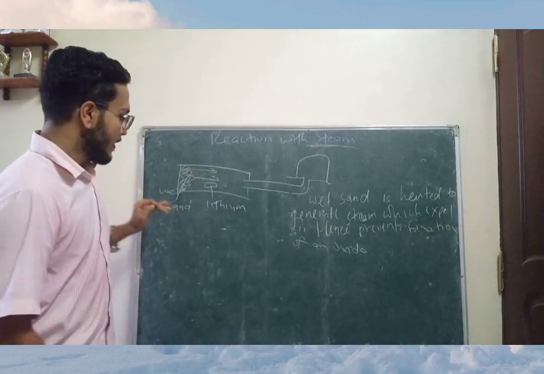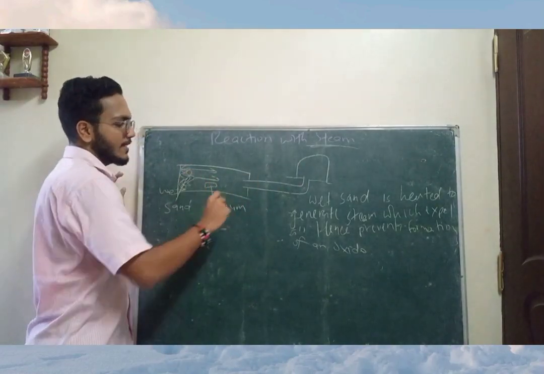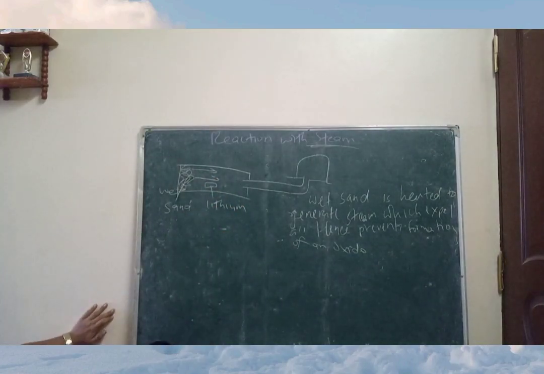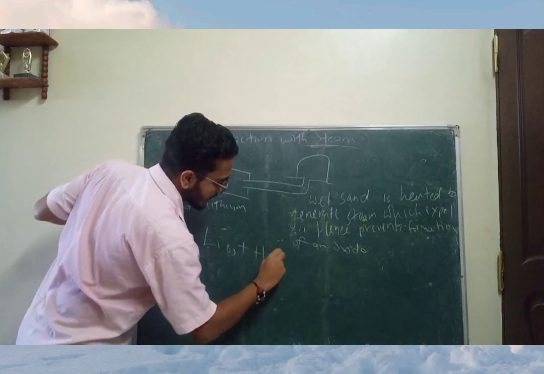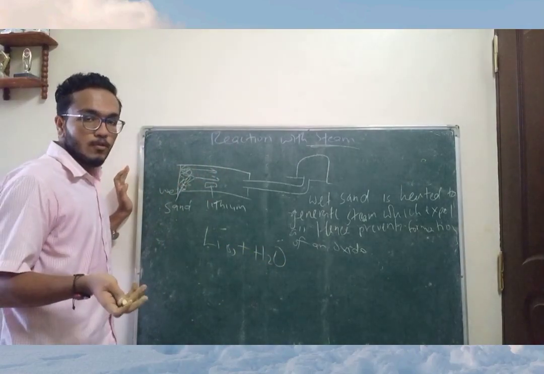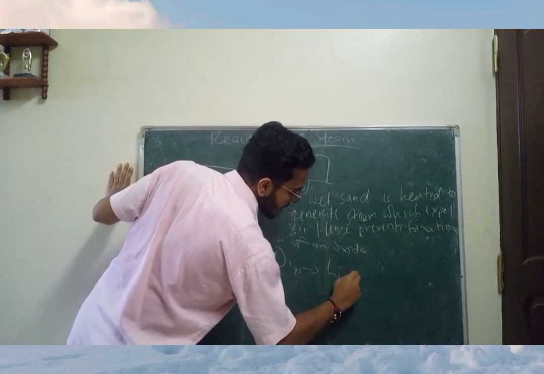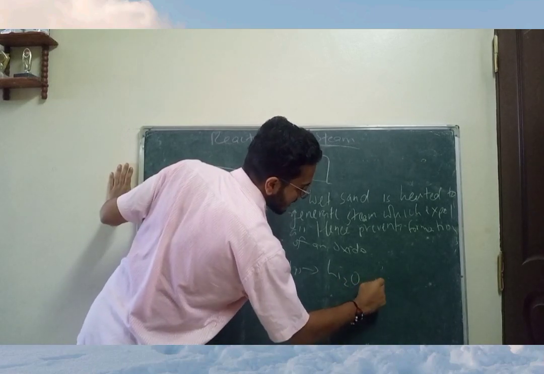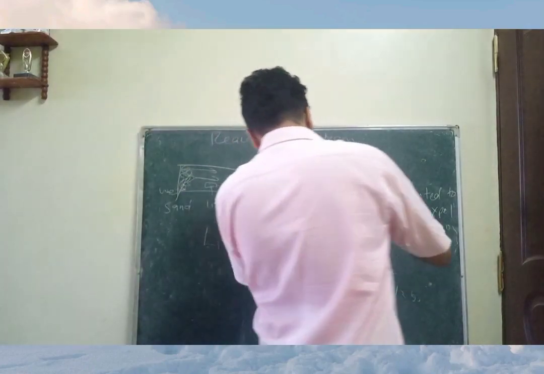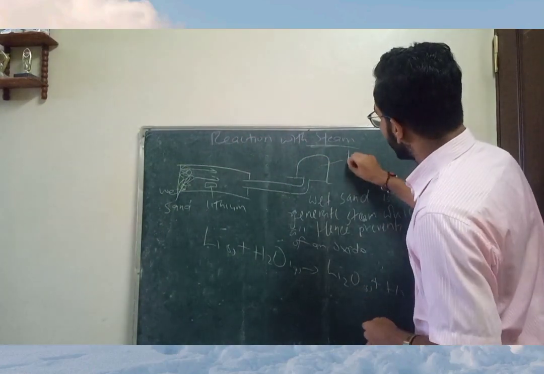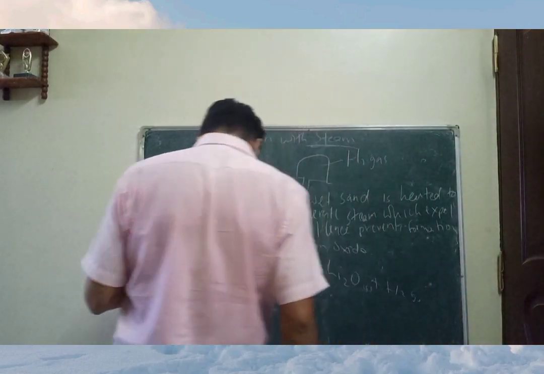Let's say lithium oxide. So then when wet sand has expelled air, now only steam is passing, and lithium reacts with steam. Steam is water but in gaseous form, water vapor. So lithium plus H2O(g) forms lithium oxide, solid, plus hydrogen gas. Which gas is collected over here? Hydrogen gas. So this is the reaction of alkali metals with steam.